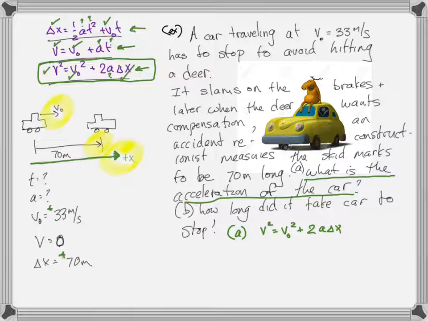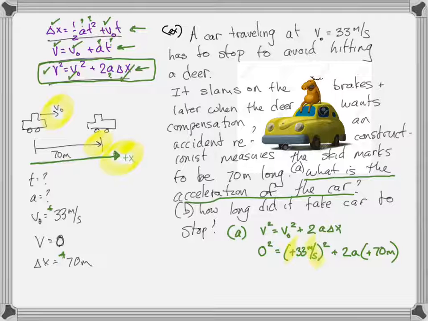V final is 0. So 0 squared equals v0, our initial velocity, plus 33 meters per second, squared, plus 2a, where a is our unknown, delta x is plus 70 meters. And a couple things to notice. I'm doing everything very carefully here that you will need to do in every problem you solve. You shouldn't skip the steps. I carry my positive signs to make sure I'm paying attention to direction. I carry my units to make sure the units work out. The units and the signs are really important.